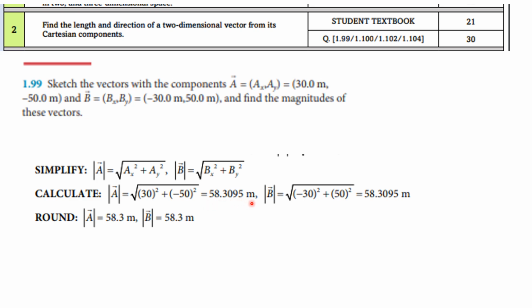58.3 meters. However, B is supposed to have also the same length. Why? Because both have the same components but in different directions. So for example, here 30, 50 for vector A, also for vector B 30 and 50, but not in the same direction. So that's why both of these vectors will have the same length, same magnitude.